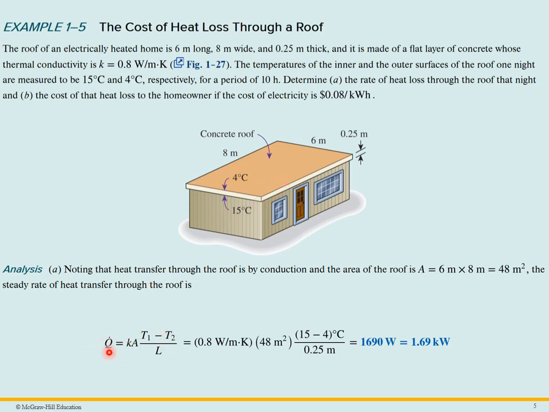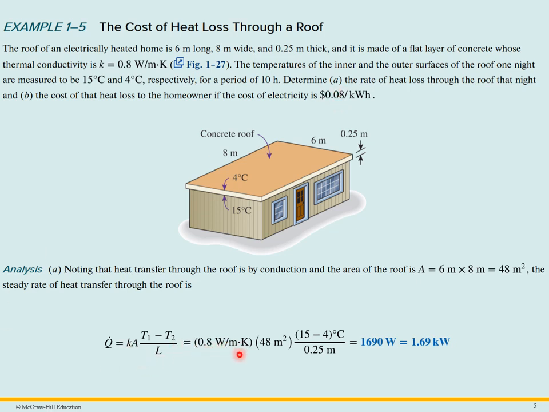Here we're going to use the Fourier heat conduction equation. The value for K, we're going to have to look that up, and he tells us that for concrete it's 0.8 watts per meter Kelvin. So it's 15 degrees C and 4 degrees C, for 10 hours. We want to determine the rate of heat loss for part A, and for part B, we want to determine how much it's going to cost us, how much energy we lose in cost.